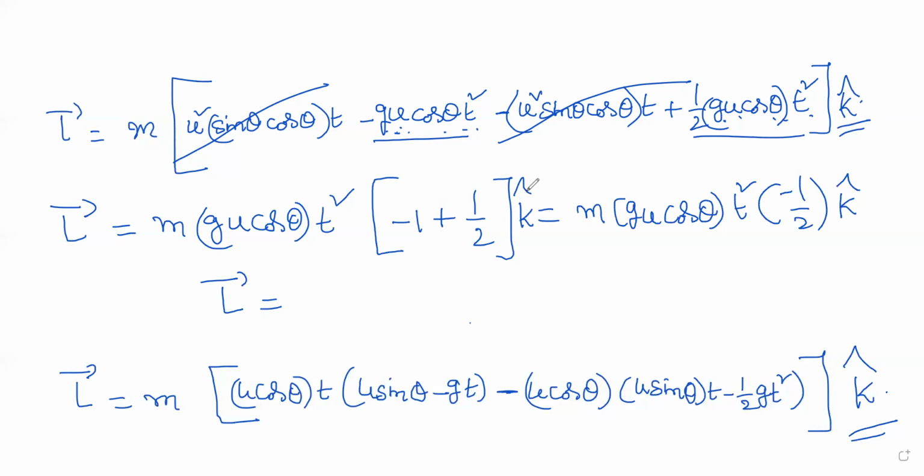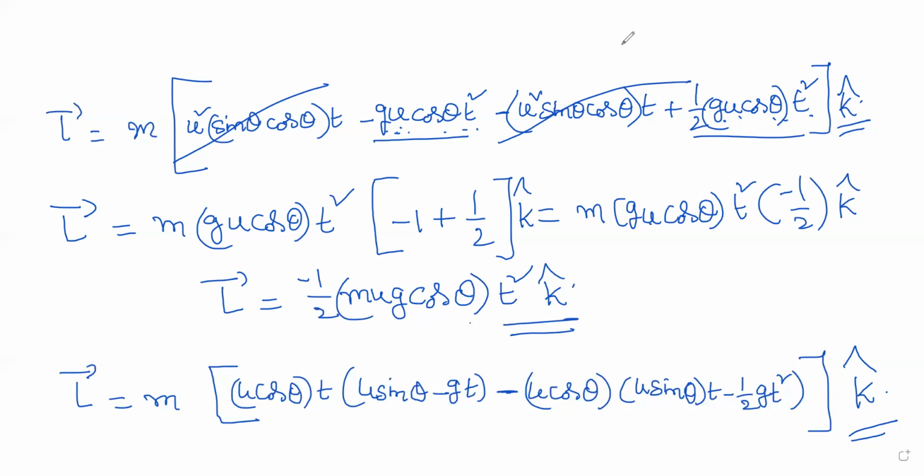Okay, now L bar is what you have. So take the minus half to the beginning, so it is negative half m u g. So you write like this, mug. What is mug? Mug cos theta times t square k cap. So that's the angular momentum.